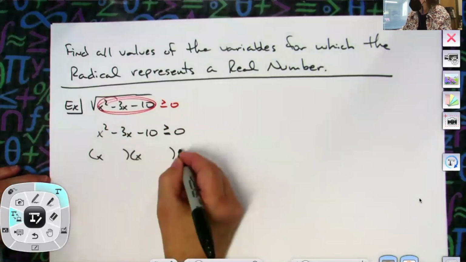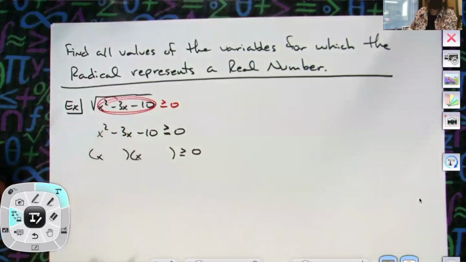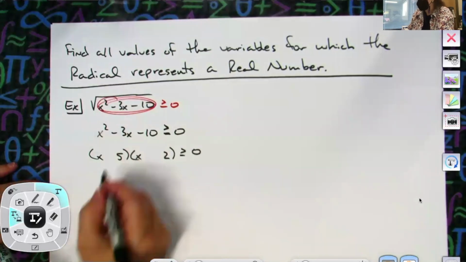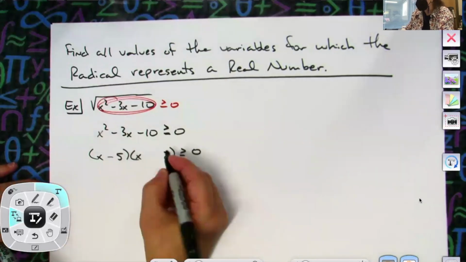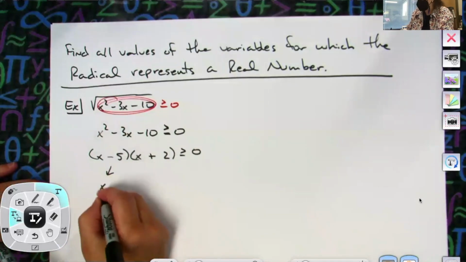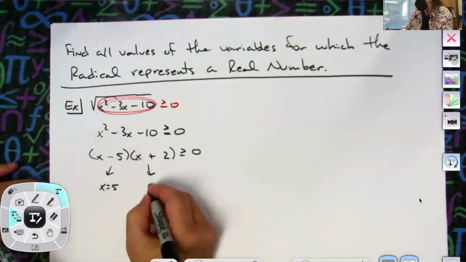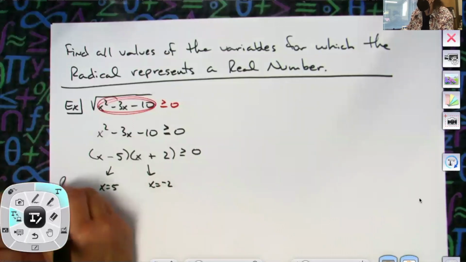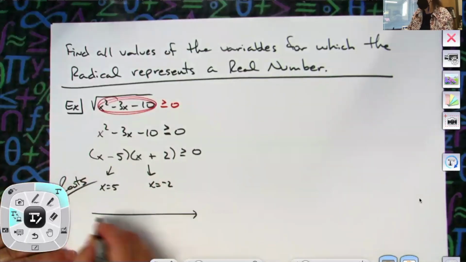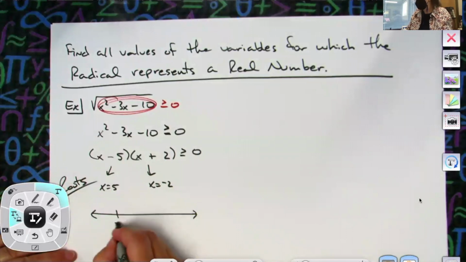x and x. And then what do we have? A 5 and a 2. 5 times 2 is 10. I need that 3 to be negative, so negative on the 5. So my roots are x equals 5 and x equals negative 2. So there's my roots. Okay, number line. I'm going to put that negative 2 on, and I'm going to put that 5 on.